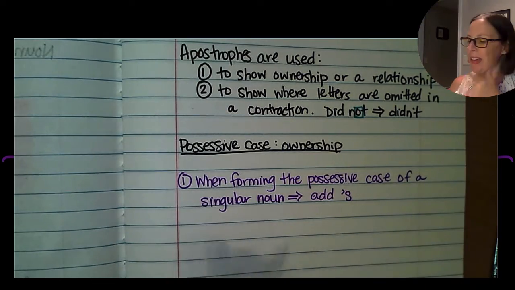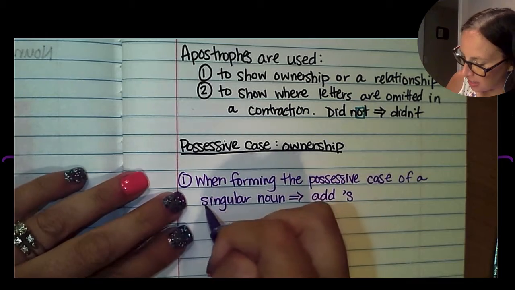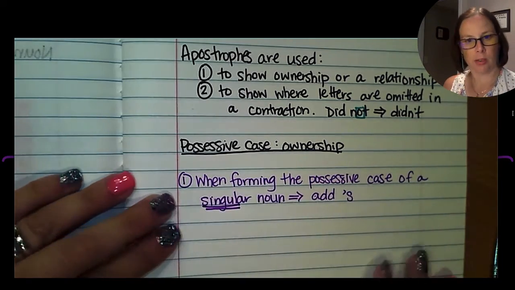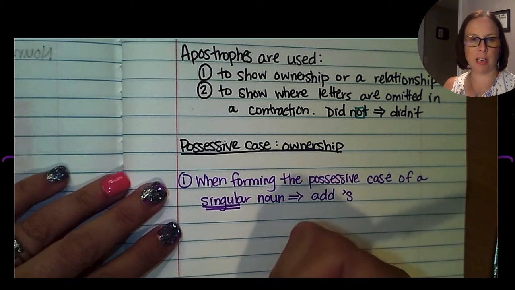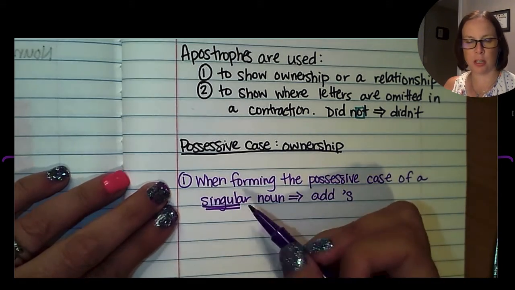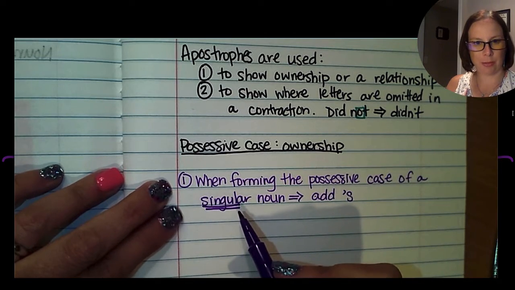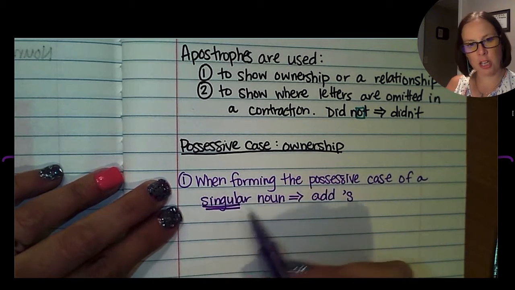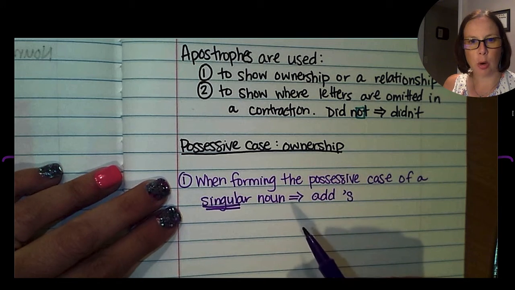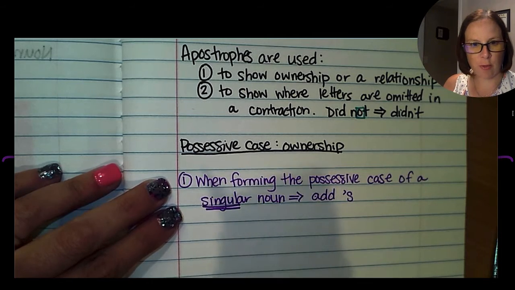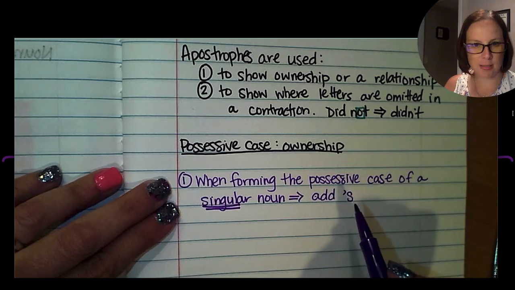Okay, so first rule. When you are forming the possessive case of a singular noun, you are going to add an apostrophe S. Now, if you go back to the page before this, it talks about singular, collective, or plural. Remember, a collective acts as a singular noun. So if it's a singular noun, you're going to add an apostrophe S, no matter what. Every singular noun gets an apostrophe S.